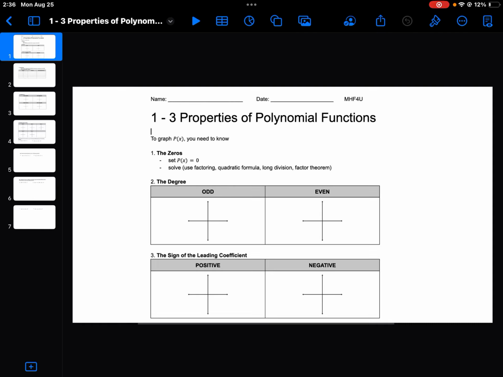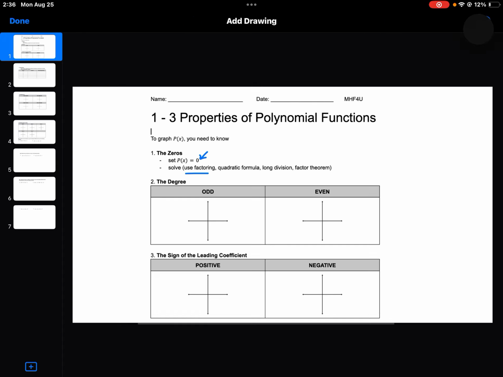This video goes over some of the properties of polynomial functions that you'll need to know to graph them and to solve problems. So in order to graph a polynomial function, the first thing you need to know is the zeros. That's where the function crosses the x-axis. You could also think of it as solving the polynomial equation by setting it equal to 0, and then you can use factoring, the quadratic formula, long division, or the factor theorem, which we'll learn about later, in order to put it in factored form to be able to identify those zeros.